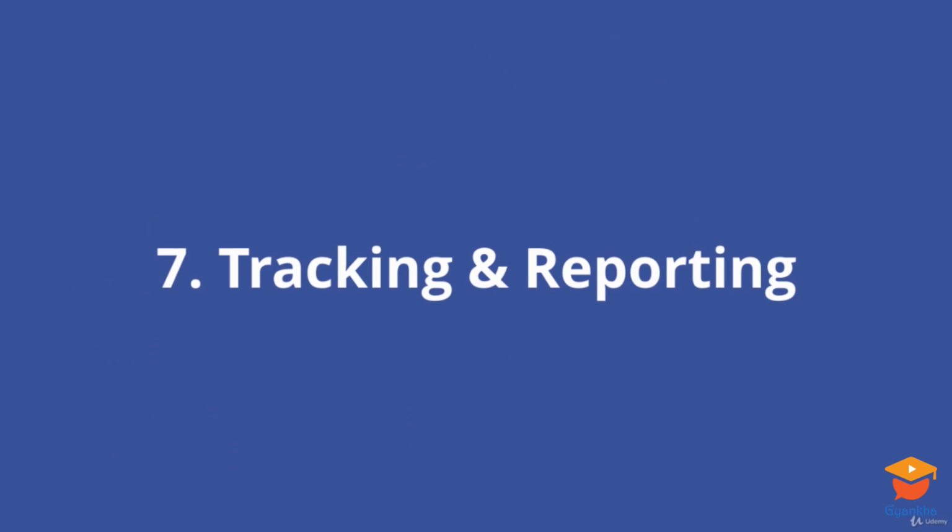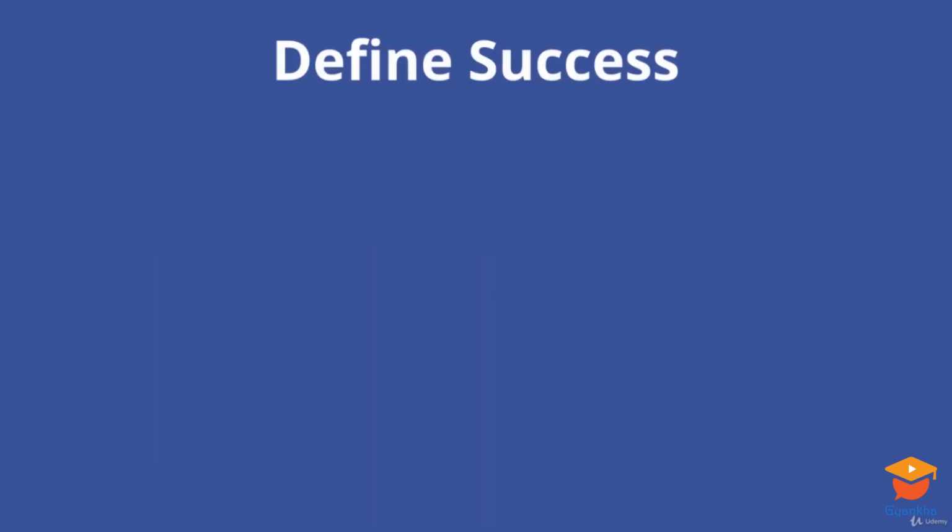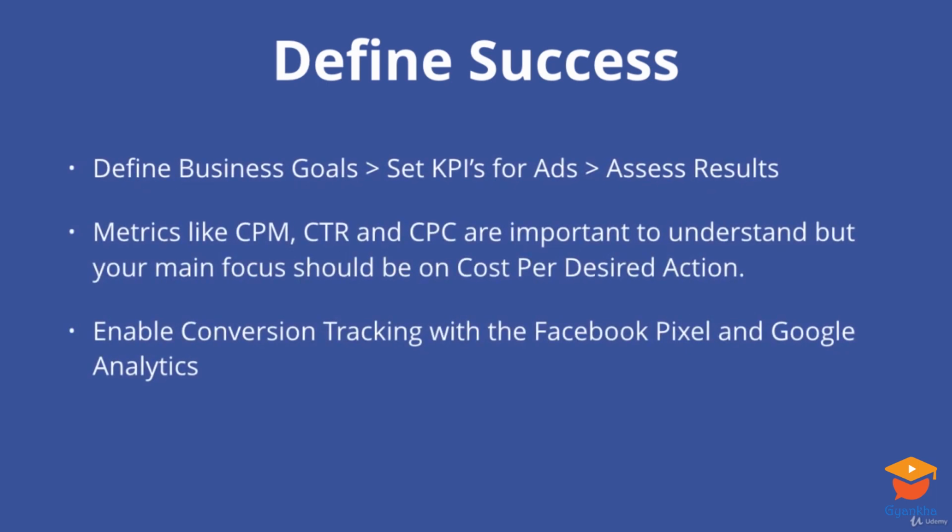Now, finally, the 7th key to success with Facebook ads is tracking and reporting. And the first thing to do that's really important before you dive into reports is to define success for yourself. What are your business goals? Can you really get sales through emails? If that's the goal, then start to set some KPIs for those ads. What can I afford per email subscriber that really makes sense? And then you assess the results.